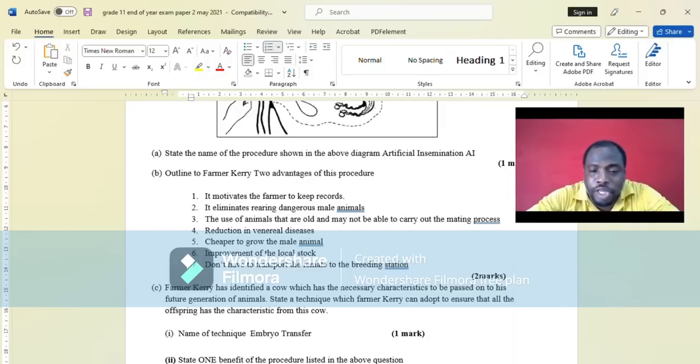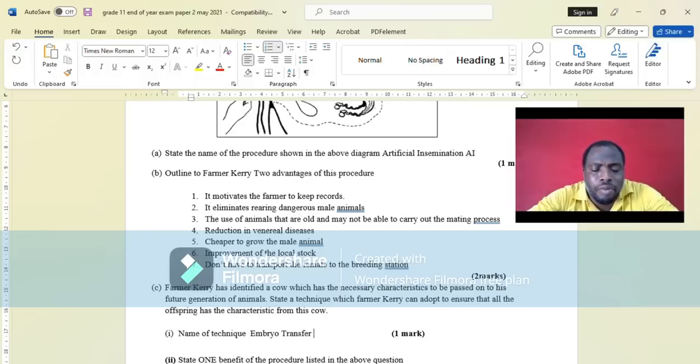So this involves a donor animal. And in Farmer Kerry's case, that would have been the animal that has the necessary, the desired characteristics that he would want for his herd. Now, a cow normally releases on average one ovule, or egg, from the ovary. And so they're normally just producing one calf. And you can tell because of the size of the uterus, it's not like a pig.